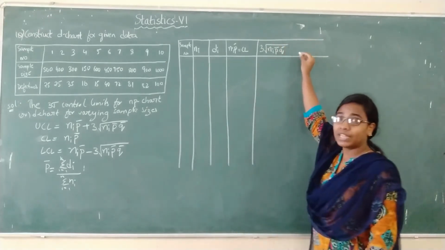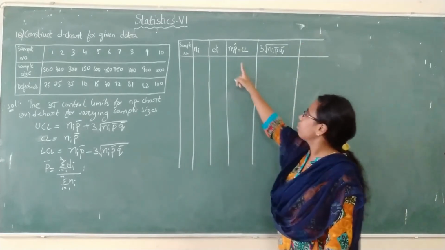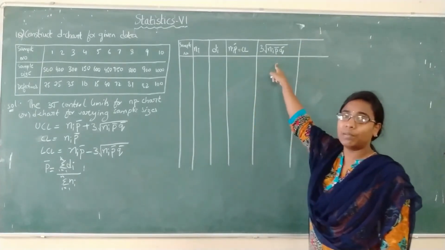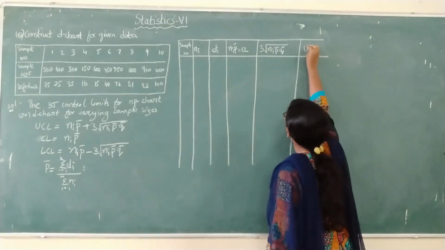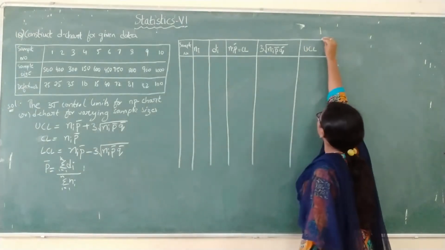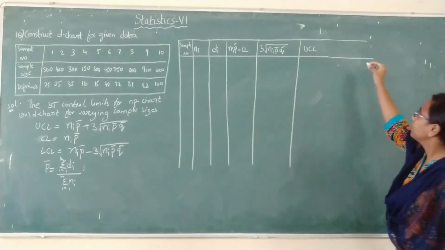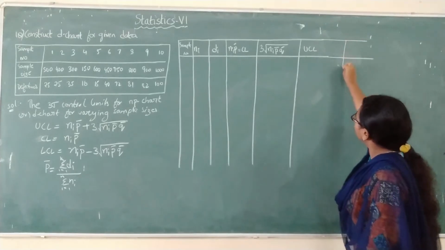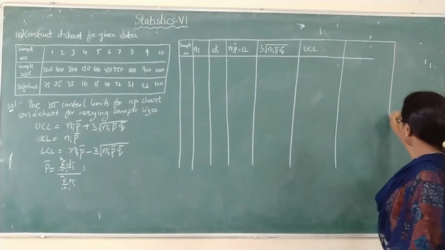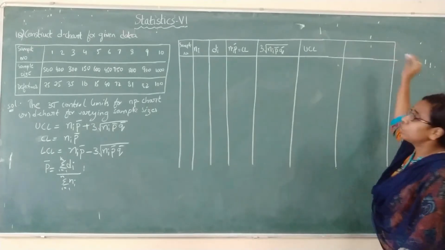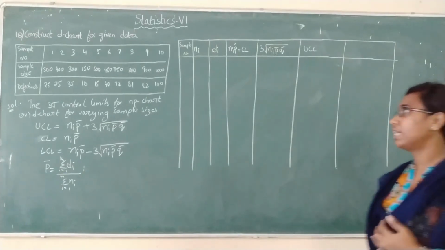So after getting this value, we will be substituting by using this column and this column. We will be finding the UCL and CL values. So here you will get the column for UCL, and next you will be getting the column for LCL. So write down the UCL value, and next write down the LCL value. So this is the table we have to prepare for the NP chart with varying sample size.